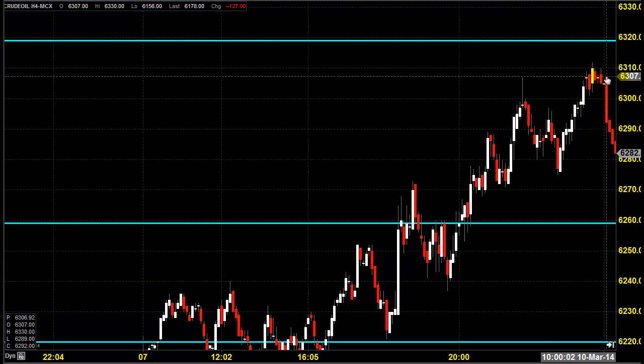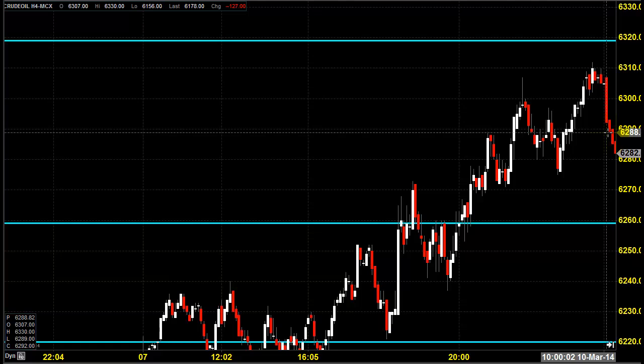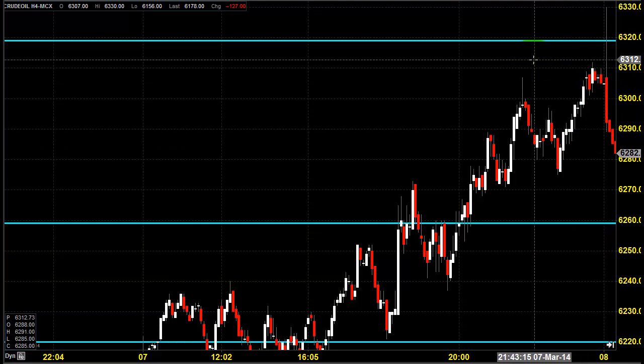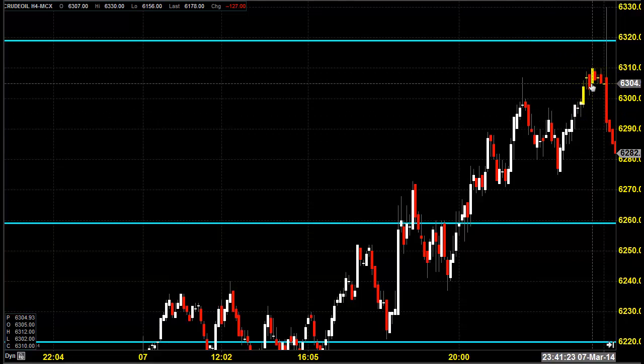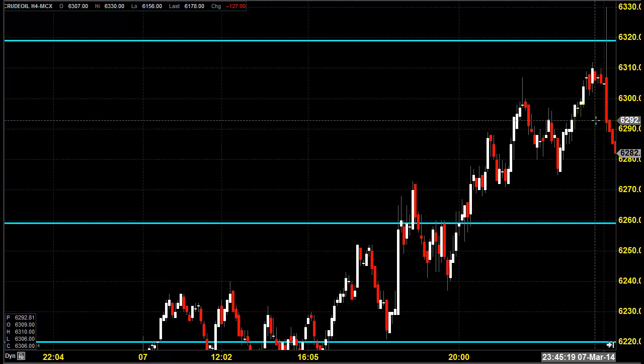You can notice this red color line. This red color candlestick indicates yesterday's price opening, which shows that the market opened somewhere near 6290s. We always take the LTP, whatever we are seeing around 10 o'clock, as the price opening for our analysis.